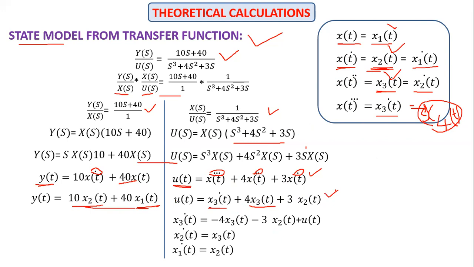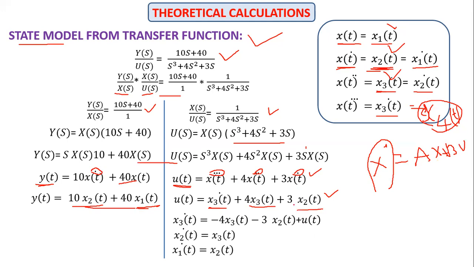And one more thing. Now we need to find the state model. State model means what about the equation? x dot is equal to ax plus bu. That means x dot of t is equal to a into x of t plus b into u of t. So we need to identify the x dot of t terms, that means the differentiation of state variables. So x1 dot, x2 dot, x3 dot we need to identify.